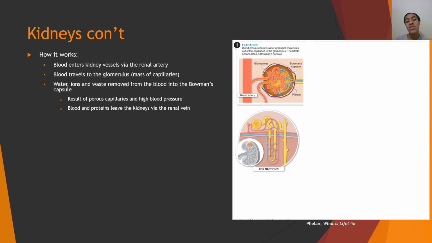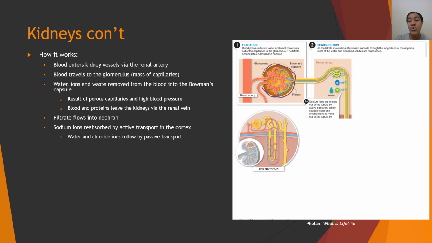So it's all collected there. And then once it's collected, it's called filtrate. So it's no longer referred to as blood. This is now called filtrate. And the filtrate will move from the Bowman's capsule into the nephron. So it'll travel through the tube to the nephron.